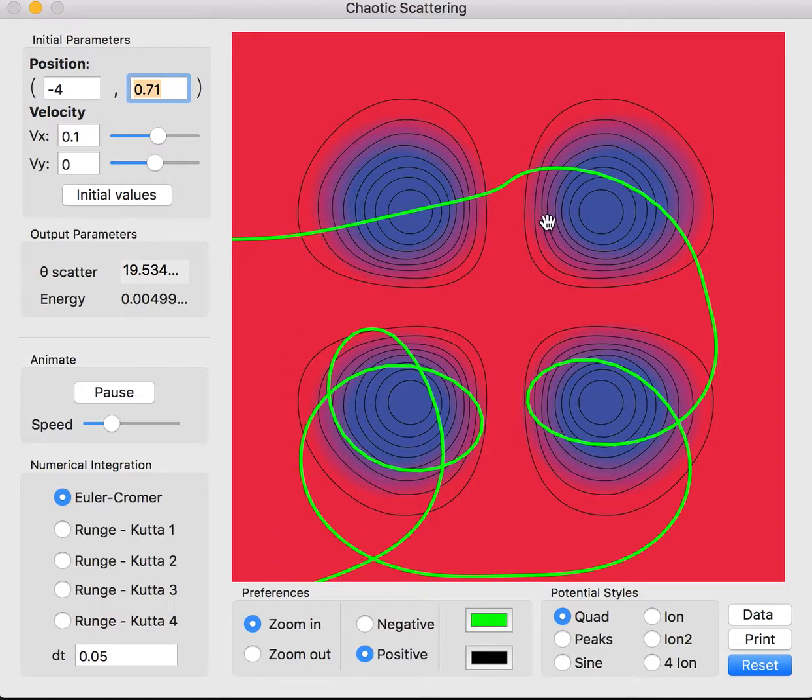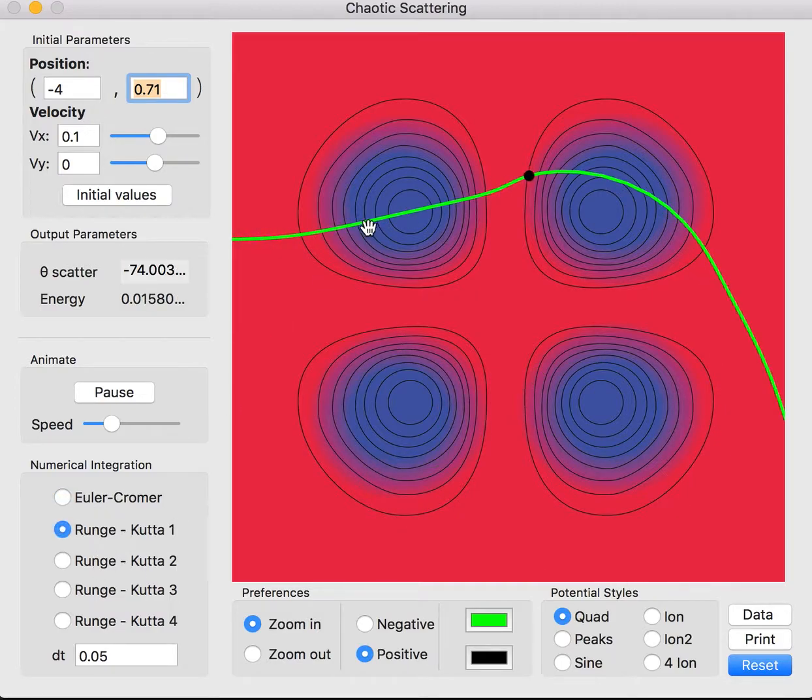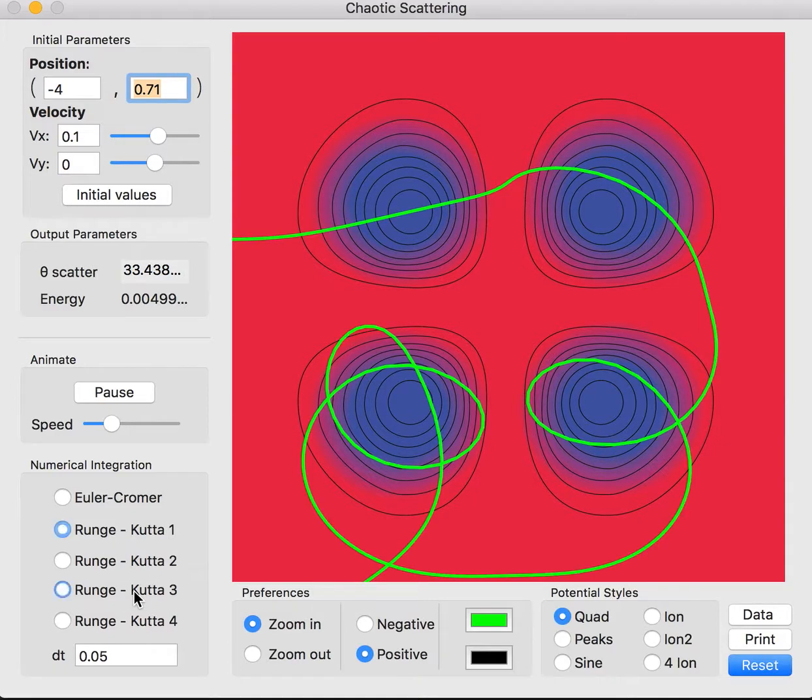Currently, the trajectory is plotted using the Euler-Cromer integration technique. We can switch between the different techniques and we see that the path changes. And this depends on the accuracy of the technique itself. After running several experiments, we noted that Runge-Kutta 4 has the most accurate integration.